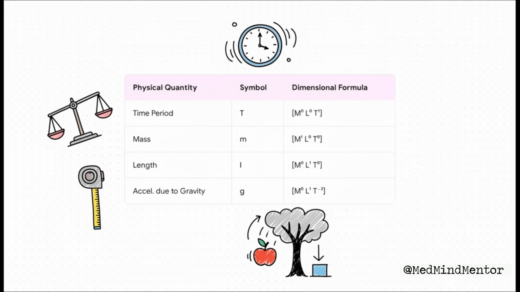This brings us right to step 3, which is writing down the dimensional formulas for everything we're working with. So for time period, the dimension is just T. For mass, it's M. For length, it's L. And for acceleration due to gravity, that's length per time squared, so LT to the minus 2. Having these ready is key.